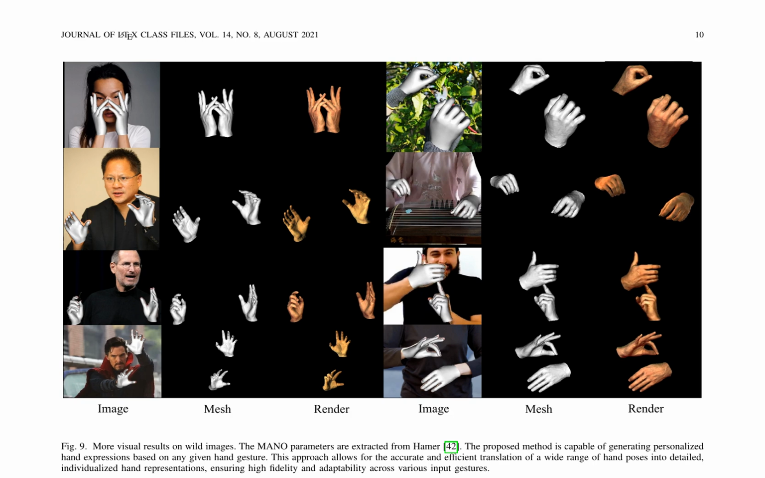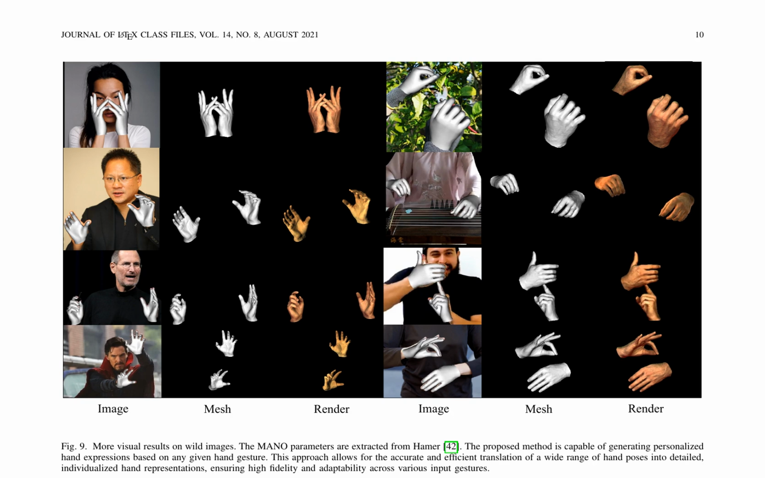Generating personalized hand expressions from given hand gestures is a challenging task in computer vision and machine learning. To address this, a novel approach is proposed, leveraging the mono parameters extracted from Hamer. This method enables accurate and efficient translation of a wide range of hand poses into detailed, individualized hand representations, ensuring high fidelity and adaptability across various input gestures. The proposed method utilizes a mesh-based neural network to generate realistic hand expressions based on any given hand gesture.